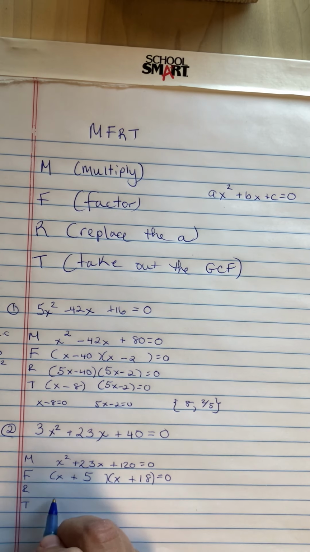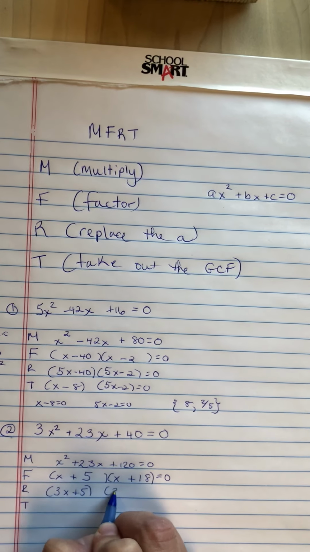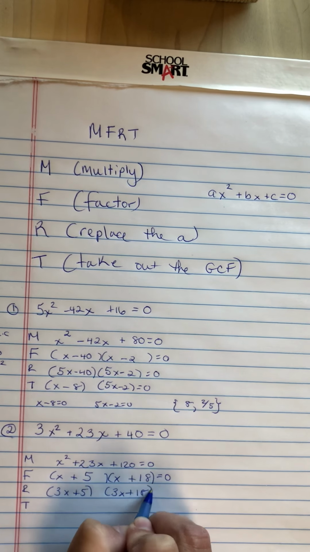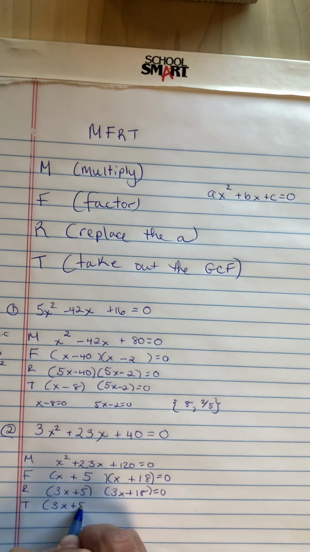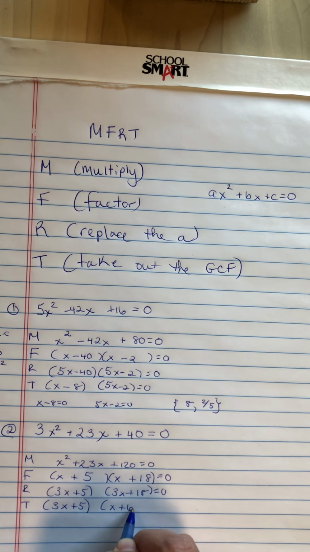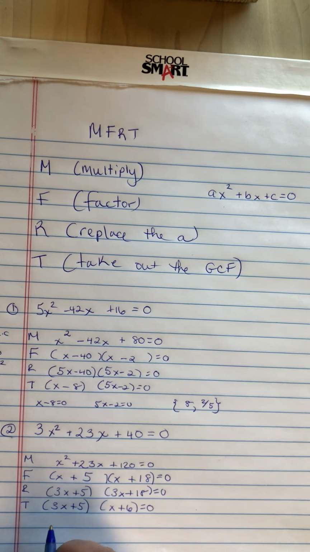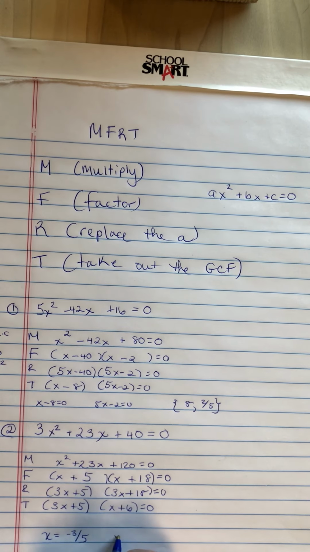Okay, so replace the 3, 3x plus 5, 3x plus 18. Take out the GCF, so this remains because the GCF here is 1, but the GCF here is 3, so we'll have here x plus 6. And voila, you'll get your two answers for x, negative 3/5 here, and x equals negative 6.